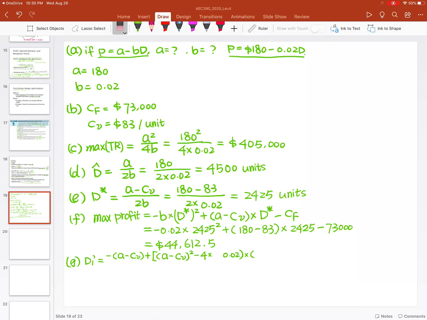times, oh sorry, we haven't used the value yet. So we're still doing the formula itself, okay? We want to rewrite the formula here. So it's 4 times minus B times minus CF, okay? And to the power of 1/2. So that's the square root of this whole bunch of things, okay? And the whole thing divided by 2 times minus B.